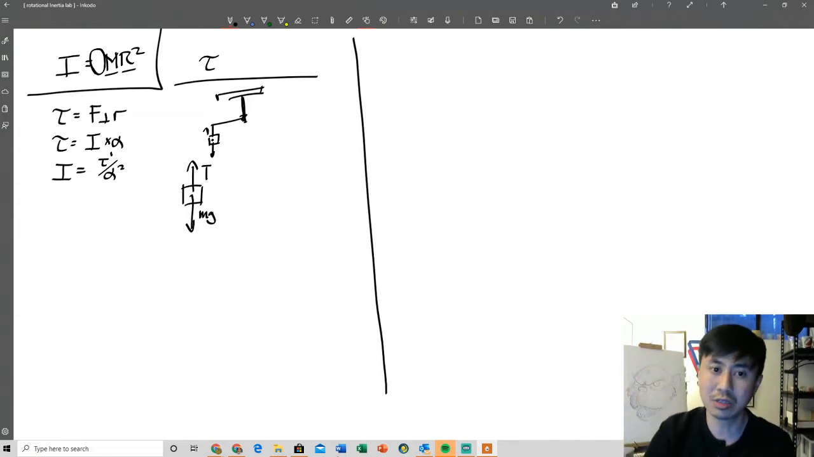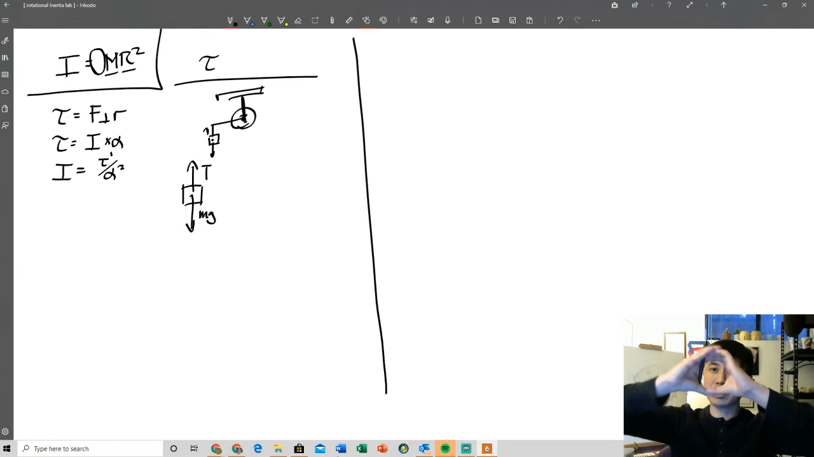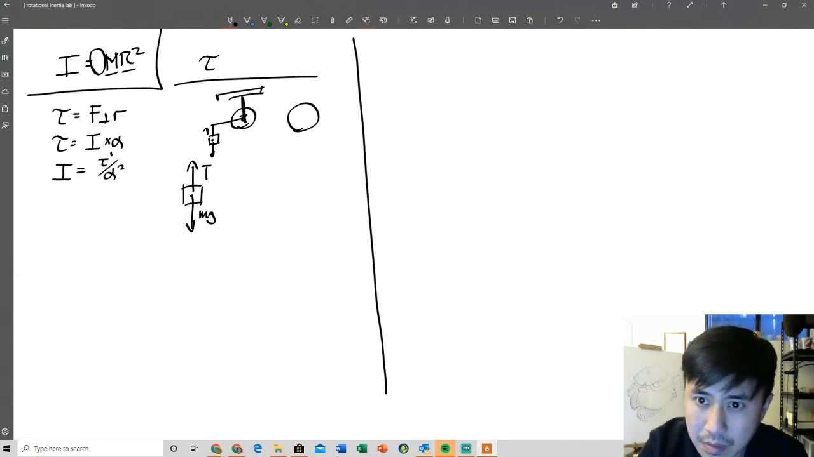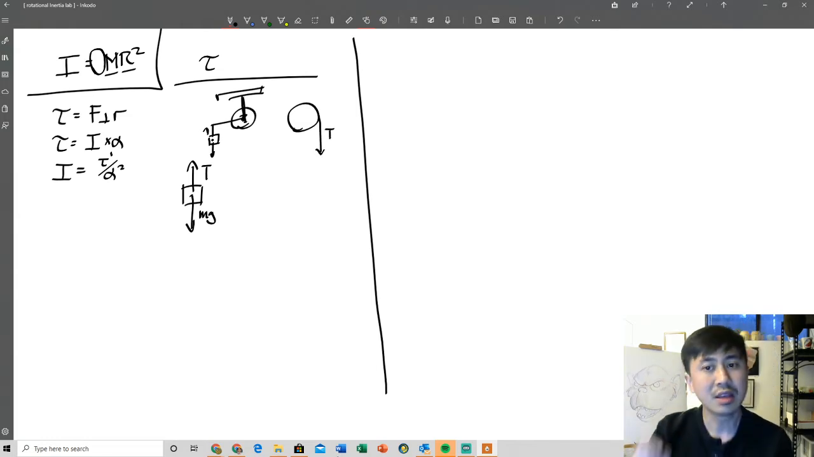And that tension, let's look at that little circly part, that PVC. Let's bring that PVC and look at it this way. The PVC pipe has that very same tension pulling on it. In fact, that tension is the perpendicular force that we mentioned in the formula where torque is equal to the perpendicular force times the radius.